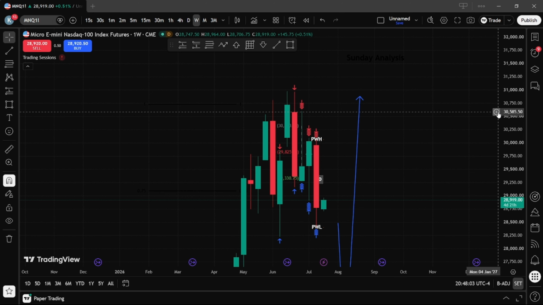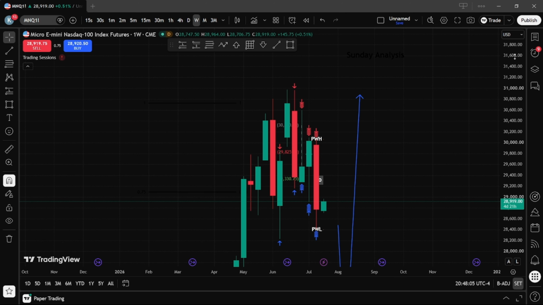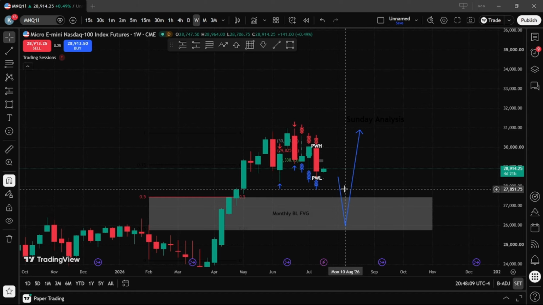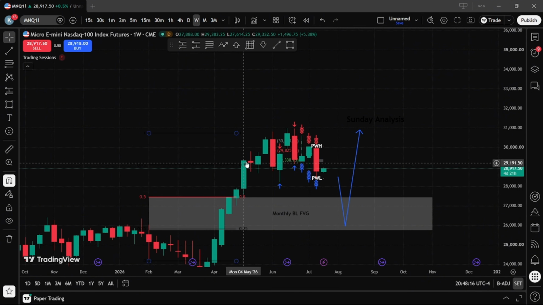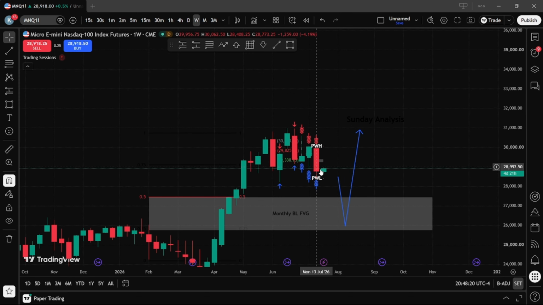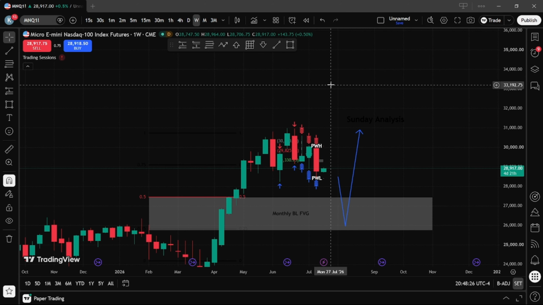Sundays are when you mark up. I'm leaving this arrow here because if you watched my last video, this was the analysis, that we would come down a little bit, and we're kind of doing that, this downwards pattern. Maybe we'll come down, hit a monthly fair value gap to push price even higher.